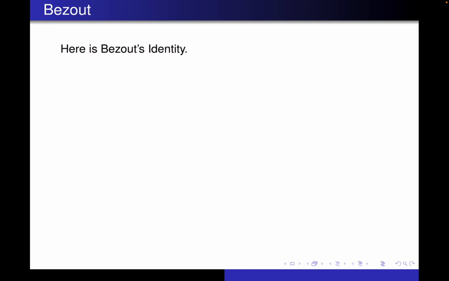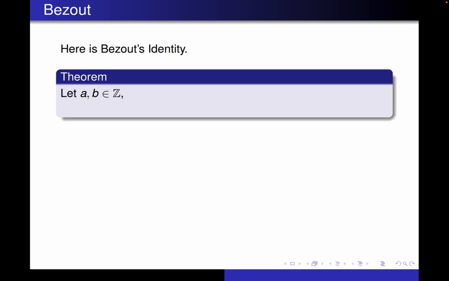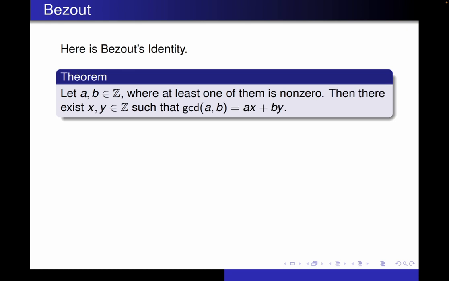All right, so here is Bezout's identity in case you've forgotten, but I'm pretty sure you haven't because you've used it a couple times pretty recently. Let a and b be integers, where at least one of them is non-zero. Then there exist integers x and y such that the greatest common divisor of a and b is equal to ax plus by.